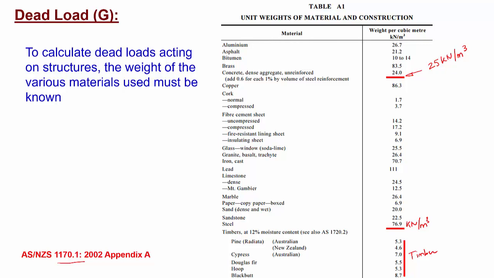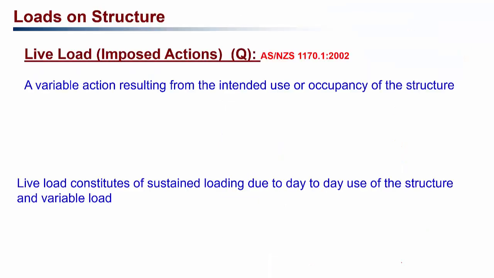So once you know the unit weight of a material and the volume of your structure member, you can calculate the self weight of the member, and then you have to incorporate it in your design. And as we discussed before, apart from the self-weight, the structure is also subjected to the live load or imposed action. A live load is basically a variable action resulting from the intended use or the occupancy of the structure. So again, if it is a classroom, it is the weight of the students. If it is a car park, it is the weight of the cars that we have to take into account.